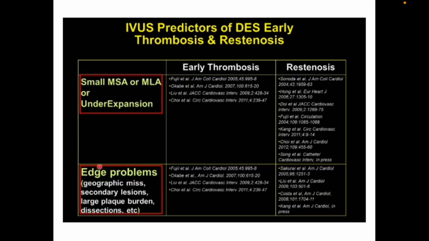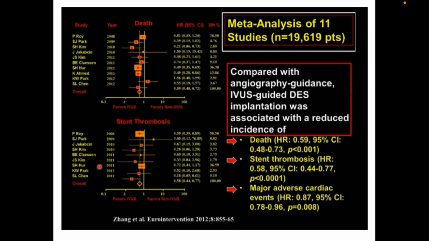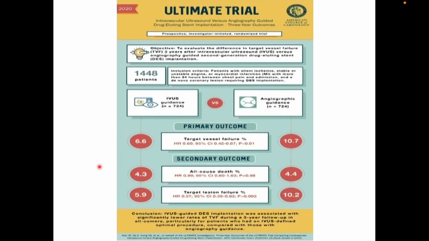Now, there are a lot of studies that have shown that small stent cross-sectional area and edge problems correlate directly with early thrombosis and restenosis. Some of those studies are mentioned here. And this is a meta-analysis of 11 studies including 20,000 patients, which showed that compared with angiographic guidance, IVUS guided DES implantation was associated with a reduced incidence of death, stent thrombosis, and MACE.